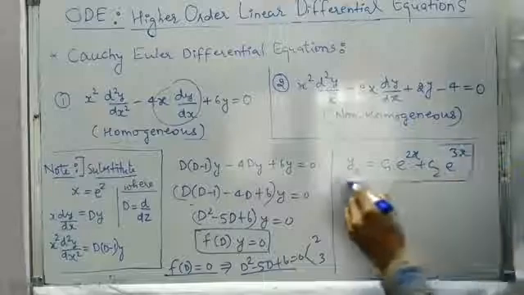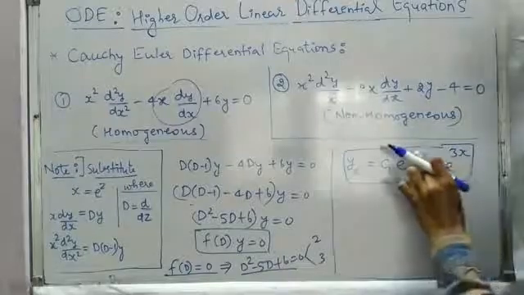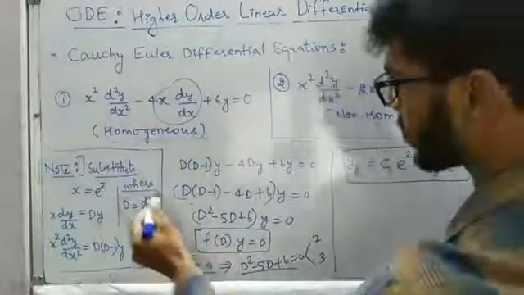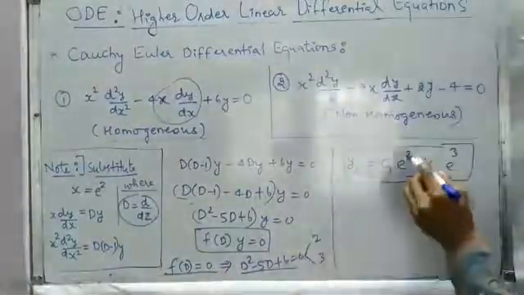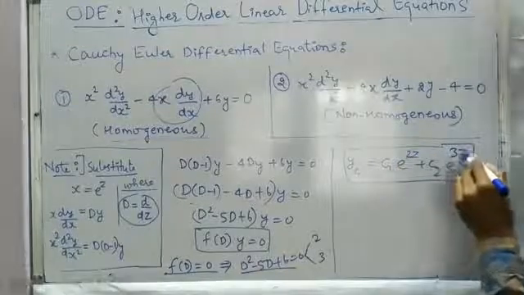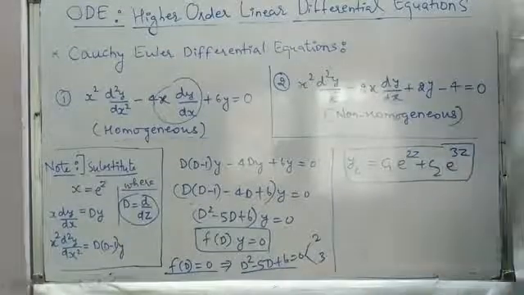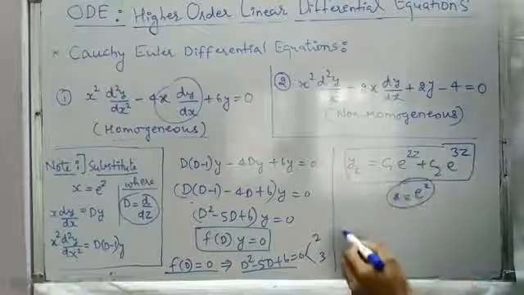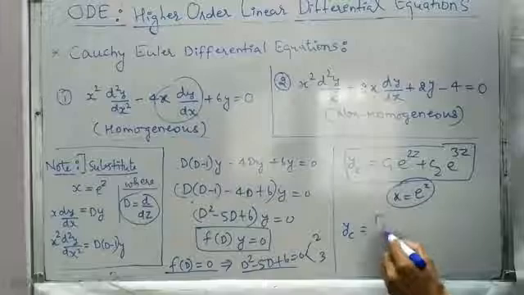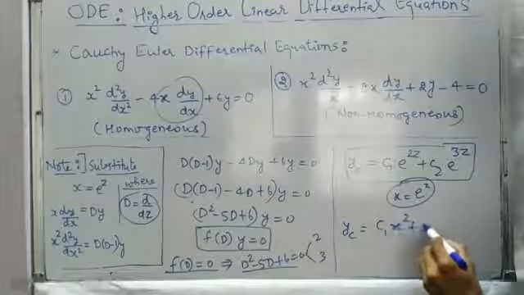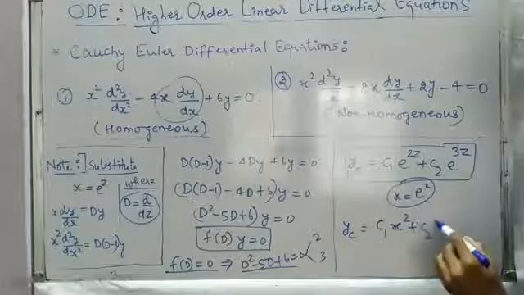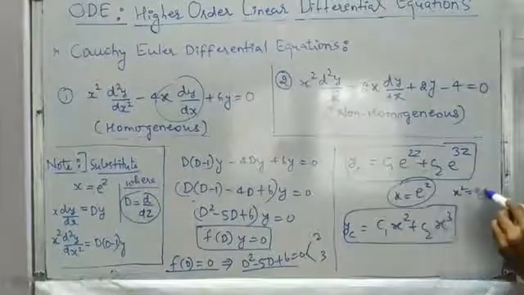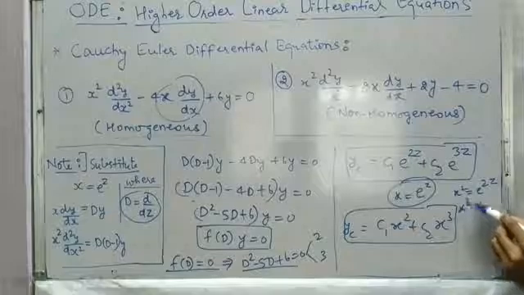So this is going to be our answer, but we have to keep in mind this is not in x, because capital D here is d by dz, it's not d by dx. So this is going to be e power 2z and e power 3z. We have to be very careful, because we have put e power z as x. So now we substitute x back, and we get c1 x square plus c2 x cube, because if x is e power z, x square is e power 2z, and x cube is e power 3z.